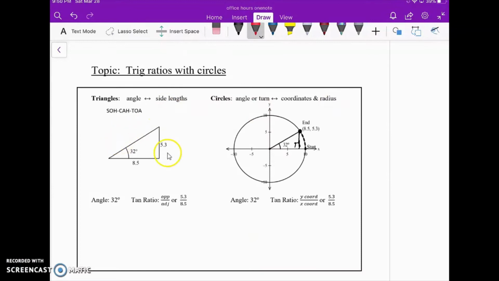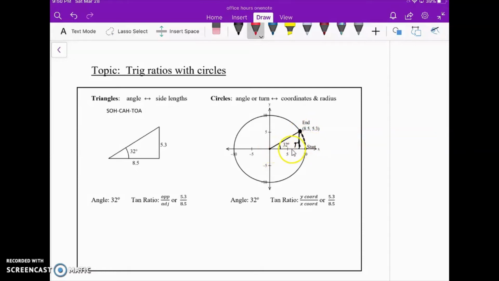Another reminder, a tan ratio can also be defined in terms of a circle. So if we have a triangle, it's the opposite side of 55.3 divided by the adjacent side of 8.5. We look at a point on the circle that goes with a 32-degree angle. Remember, we always start here for our turn. So turning 32 degrees, these are the coordinates for that point.